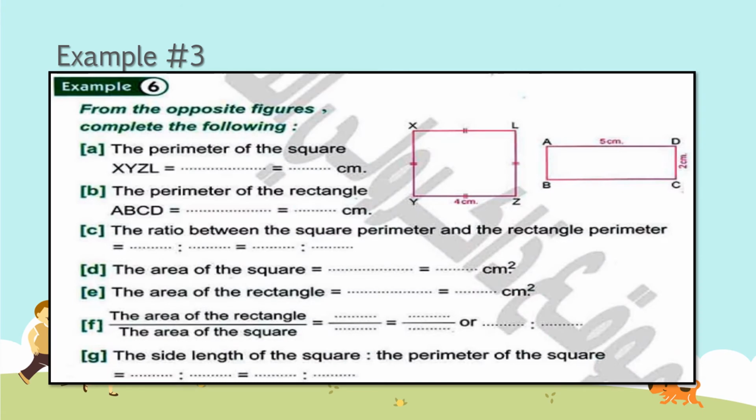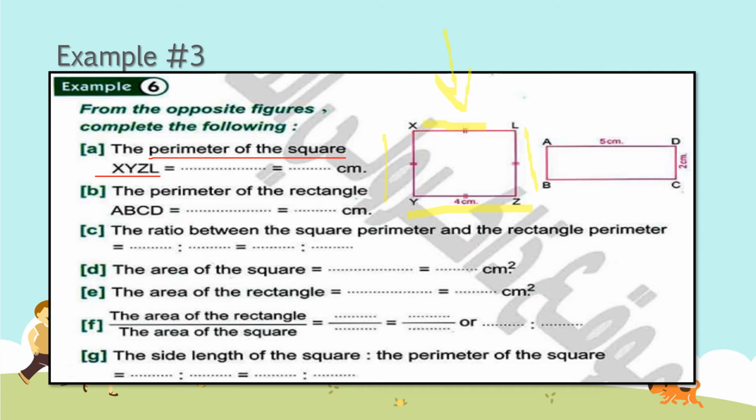So example number 3. The only way we can master this technique is by solving a lot of examples. So here, in the opposite figure, complete the following. The perimeter of the square XYZL. So as you can see here, where is the square XYZL? Here it is. So we need the perimeter, and the perimeter is the sum of all the sides, which is this plus this plus this plus this, right? So we need the perimeter.